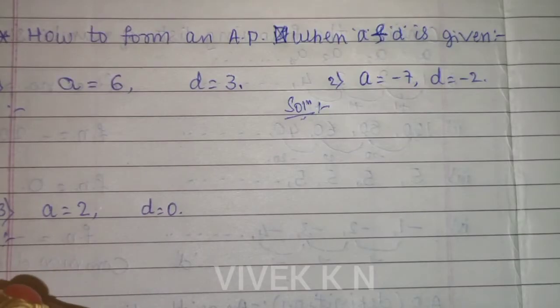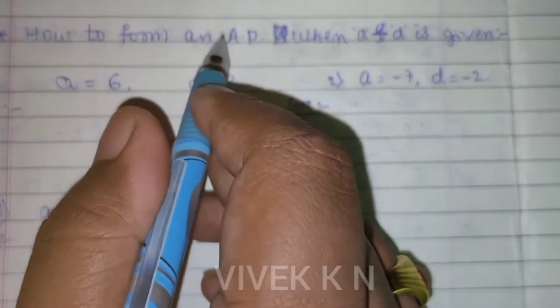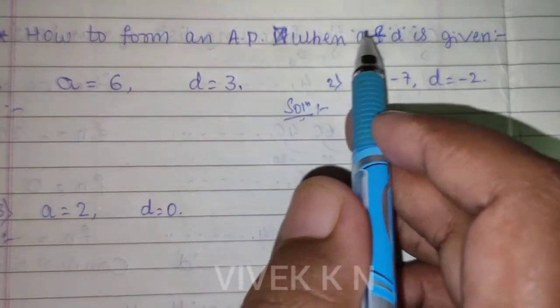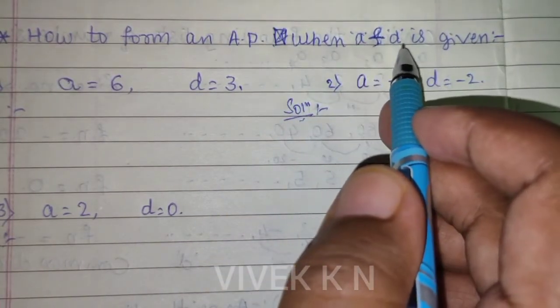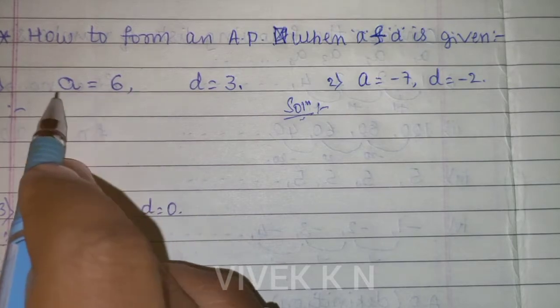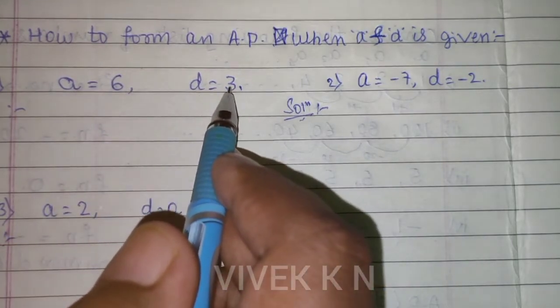Next, let us solve some problems. Here, how to form an AP, that is arithmetic progression, when A and D are given. A means first term, D means common difference. First problem: given A is equal to 6, the first term is 6, and the common difference is 3.